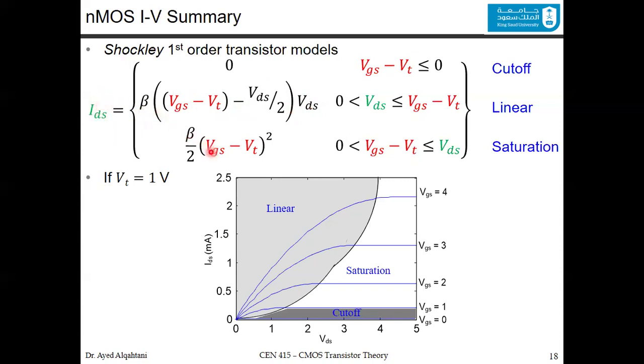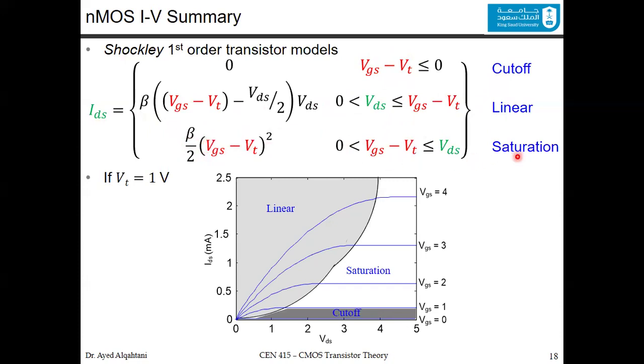compared to the saturation region, where you don't have VDS in the equation at all. Also, it's good to see that the quantity VGS minus V threshold shows up in differentiating between those three regions, and it also shows up in finding the value of IDS.